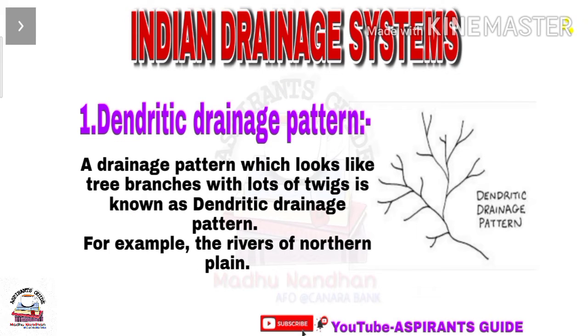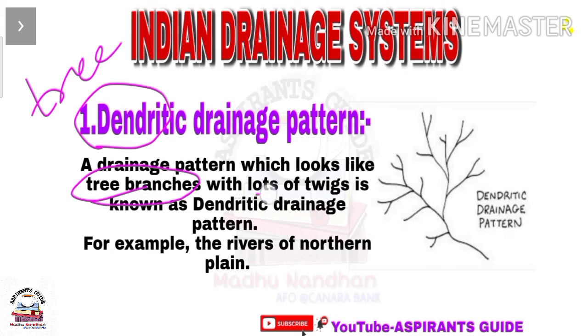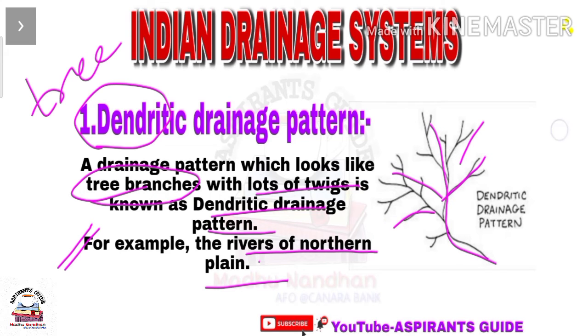First we will see about Dendritic drainage pattern. Here the name Dendritic refers to tree. So this drainage pattern looks like tree branches with lots of twigs, and the example for this drainage pattern is the rivers of northern plain. And here is the model diagram for Dendritic drainage pattern. Here the river and its tributaries looks like tree with its branches.